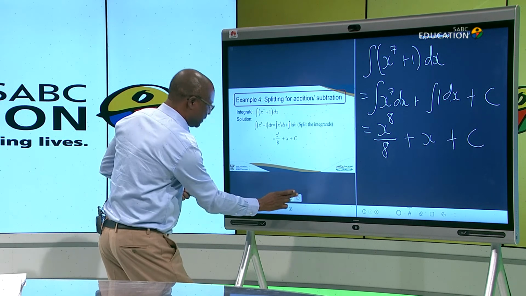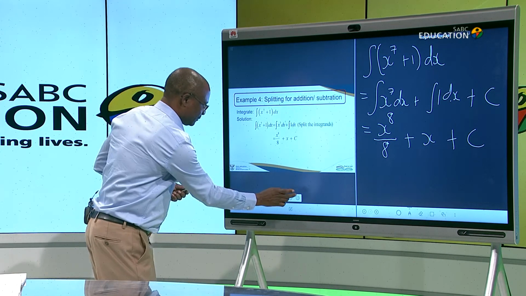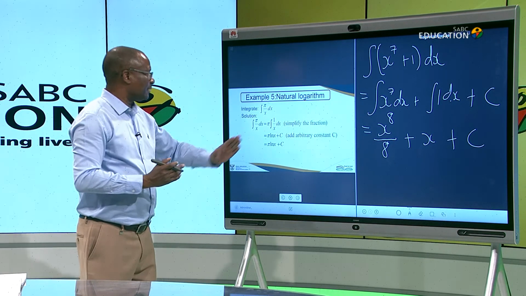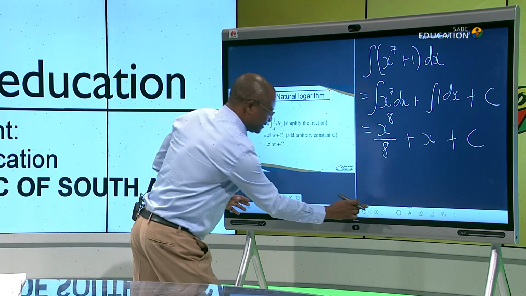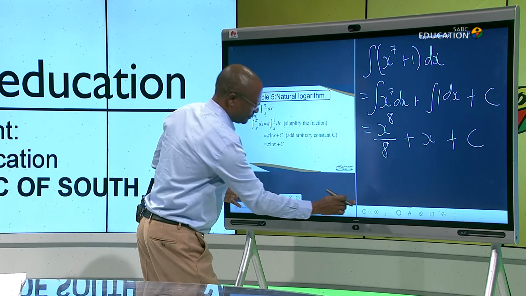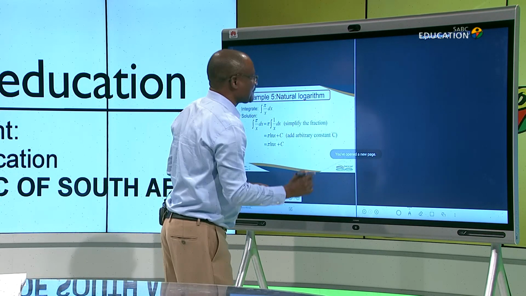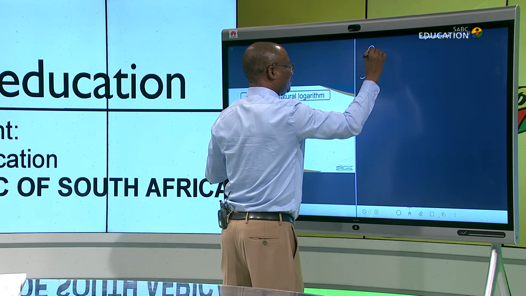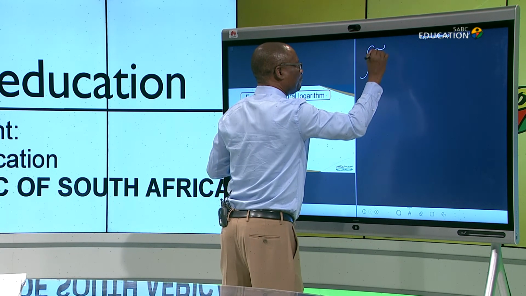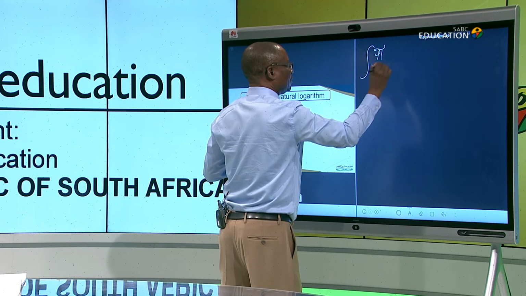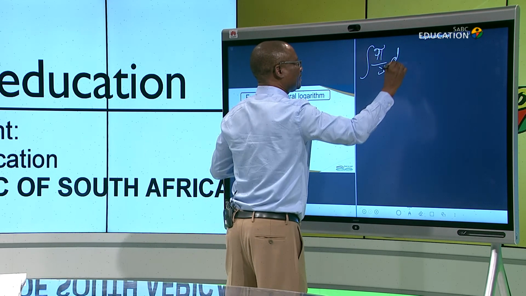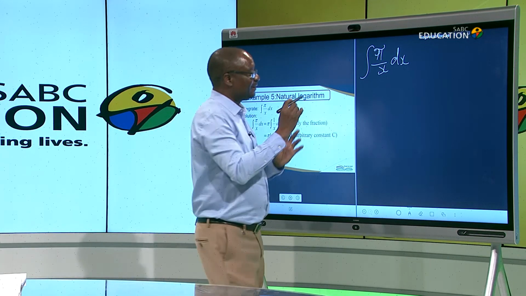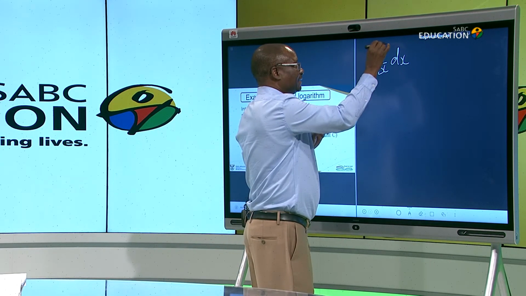Then let's speedily look at another example. We have got the integration of pi over x dx, pi over x. Then, this is very important.